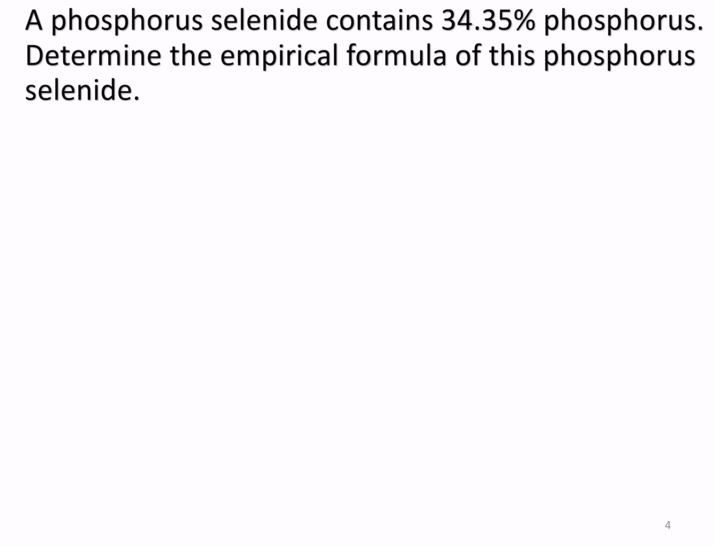So another example. Now we have a phosphorus selenide. Phosphorus is 30.974, and that's grams per mole. Keep that in mind. And then we have selenium, which is 78.971, and that's also grams per mole. Well, those are the atomic masses. Let's keep that in mind.